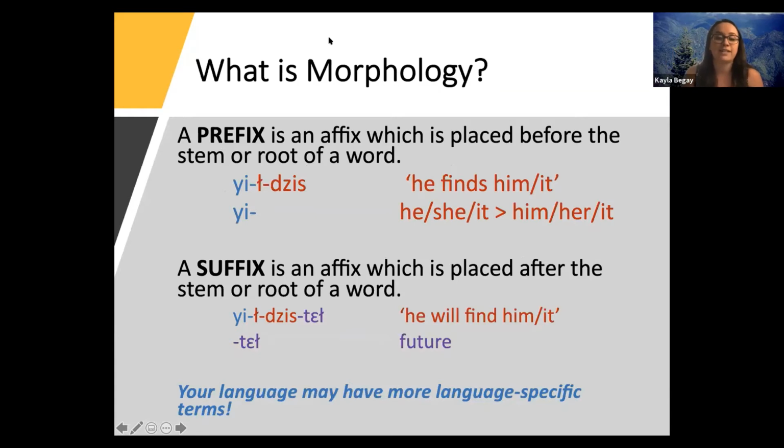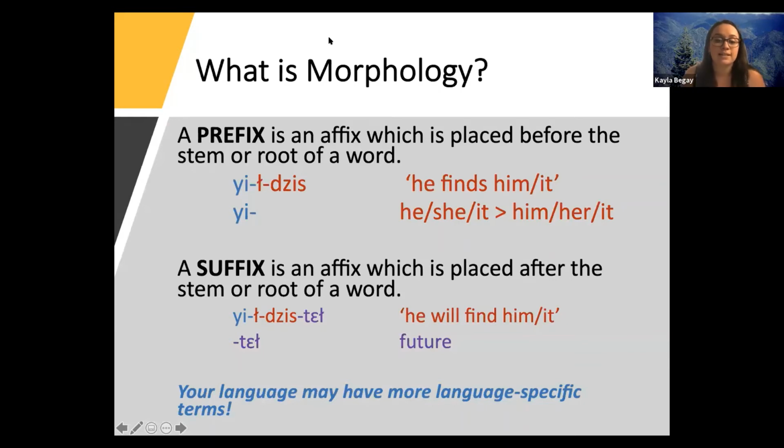So we have this example, yishzis. He finds him or it. This prefix ye is attaching to the root, or excuse me, the stem here, right? And I am going to put a hyphen after it because it's attaching in that direction towards the stem. So the prefix comes before the stem. I'm going to go ahead and put a hyphen there.